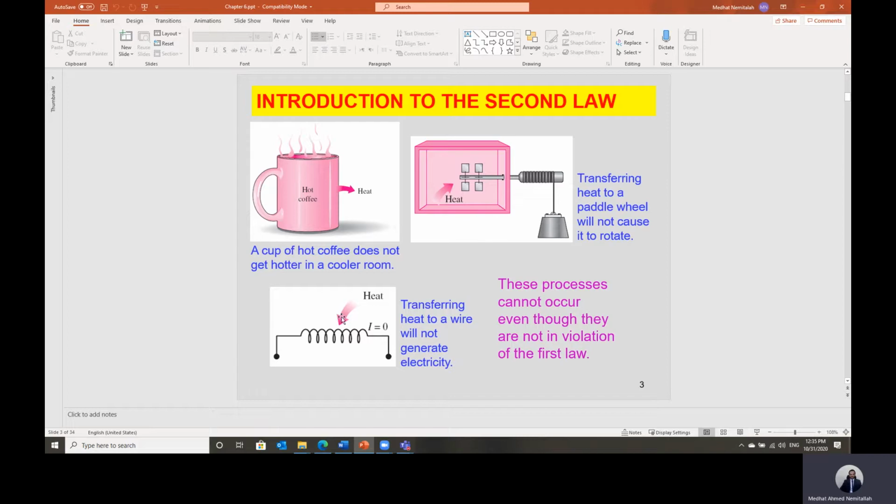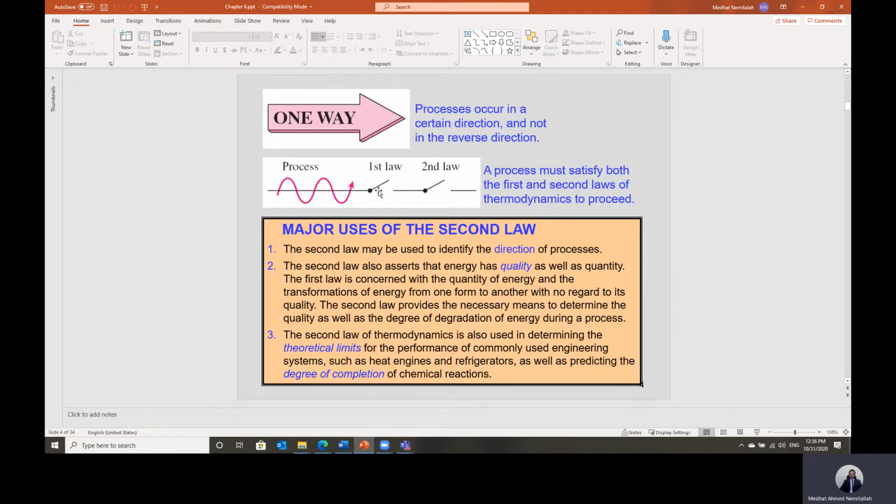Work can be converted to heat, but heat cannot be converted to work unless we have a heat engine. Like this also, if we have a high resistance electric coil and we pass electric current, then this electric work can be converted to heat. But if we heat up this coil, we cannot generate electrical power. That means any process has to proceed in a given direction. This direction has to satisfy the first law of thermodynamics, and it should also satisfy the second law of thermodynamics.